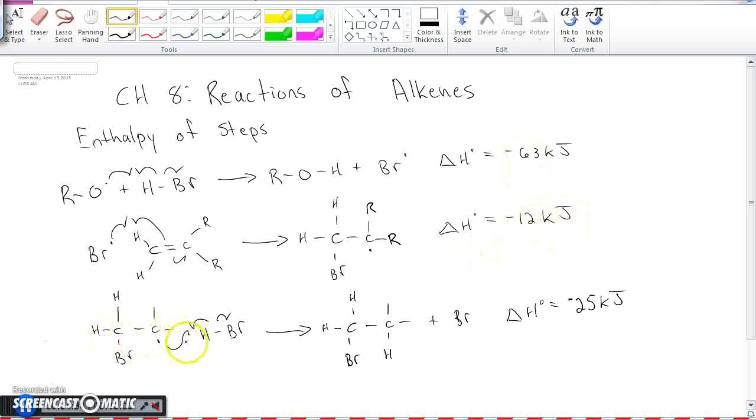The third step is going to be our termination of this radical, and then the regeneration of more bromine radicals. Here's our R groups to show that the hydrogen went to the more substituted carbon. Our enthalpy of formation here is negative 25 kilojoules. So comparing the three, you can see that the second step is the highest energy, and just like the carbocation formation, this is going to be our rate limiting step, or our slow step. And the third step, other than our formation of our bromine radical, will be our fast step.